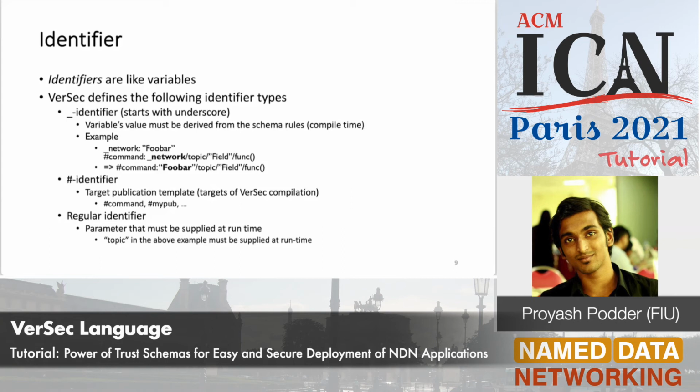And finally, we can have a regular identifier. This type of identifier must be supplied at runtime. So if we see in the example, the topic is a regular type of identifier, and it should be supplied at runtime. I just want to add a tiny thing.